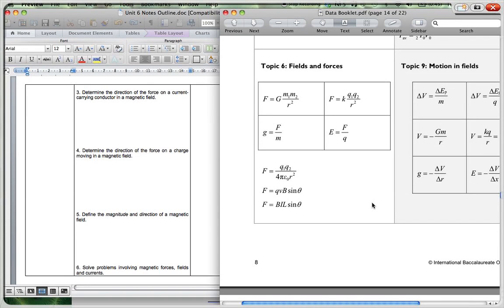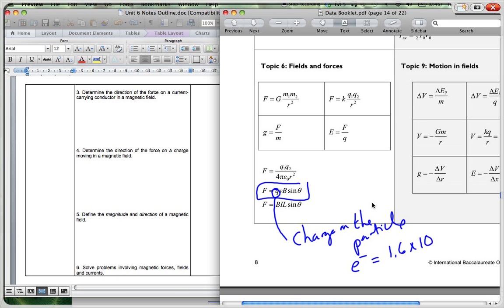Okay, so we're going to be looking at this formula over here where the force is equal to Q. This Q here is the charge on the particle. Alright, so if we're dealing with an electron, that charge would be 1.6 times 10 to the negative 19 coulombs.